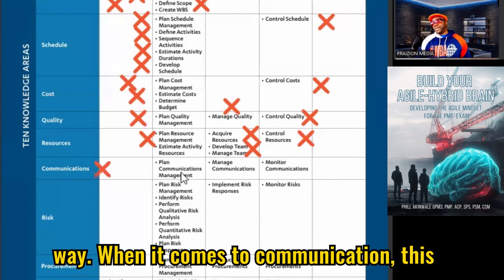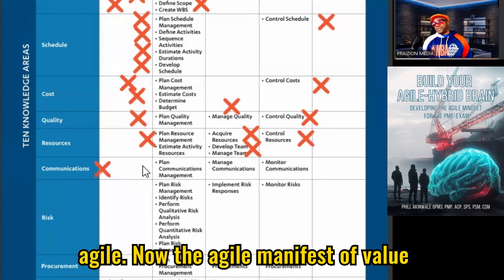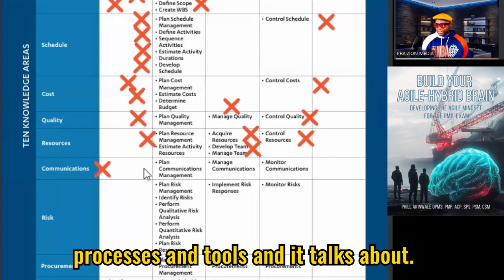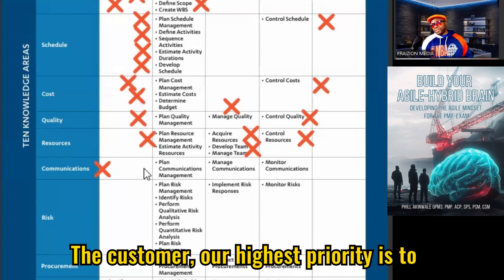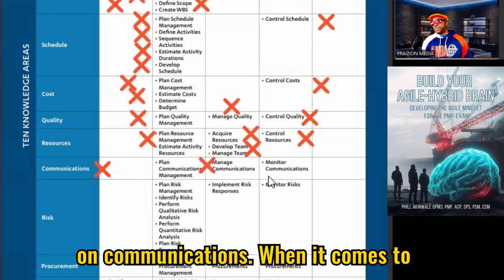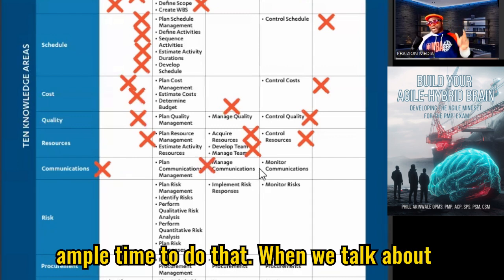When it comes to communication, this is what we thrive on in the world of Agile. The Agile Manifesto value says individuals and interactions over processes and tools. And it talks about the customer. Our highest priority is to satisfy the customer. So we're really big on communications. When it comes to communicating, we're doing this all the time. The 5 events, they give you ample time to do that.